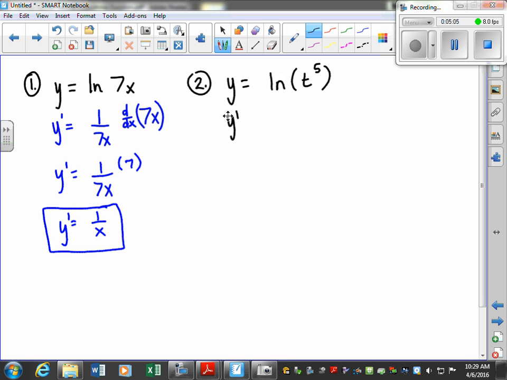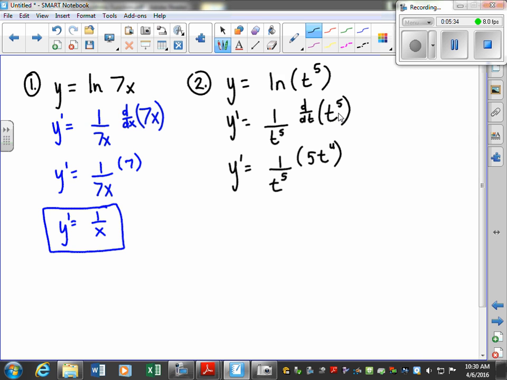Okay, so y prime is equal to, what's the natural log of t to the fifth? First of all, that is just 1 over t to the fifth. And then we take the derivative of our u. So this is the u right there. We're bringing down 1 over t to the fifth. Now what is the derivative of t to the fifth power? 5t to the fourth. Good.